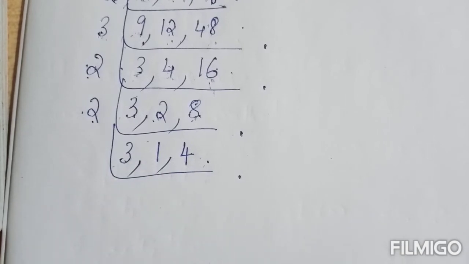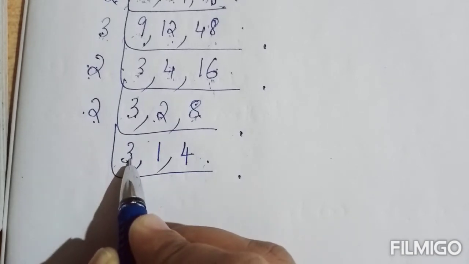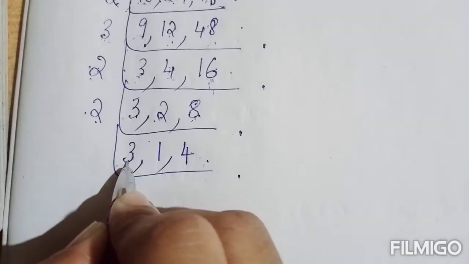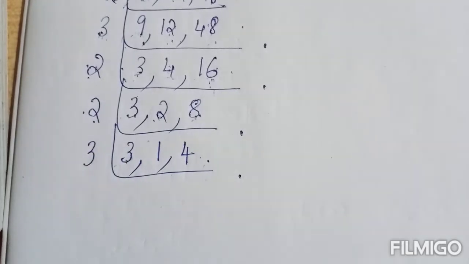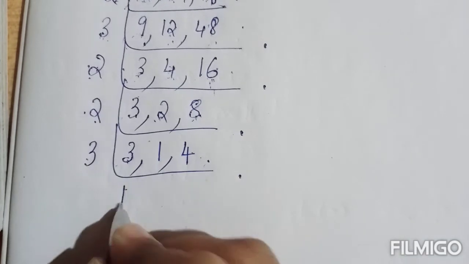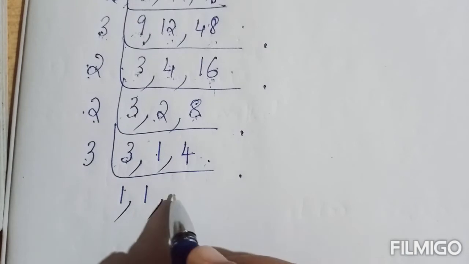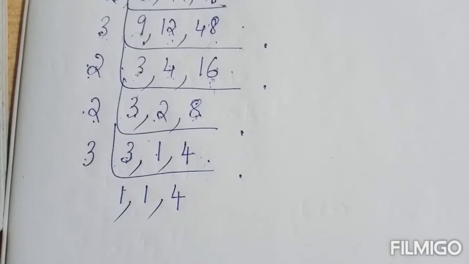So let us do the prime factorization of 3 and 4 separately. 3 you can divide by 3 only. So 3 divided by 3, 1. In place of 1 you can write 1 itself. In place of 4 you can write 4 itself.